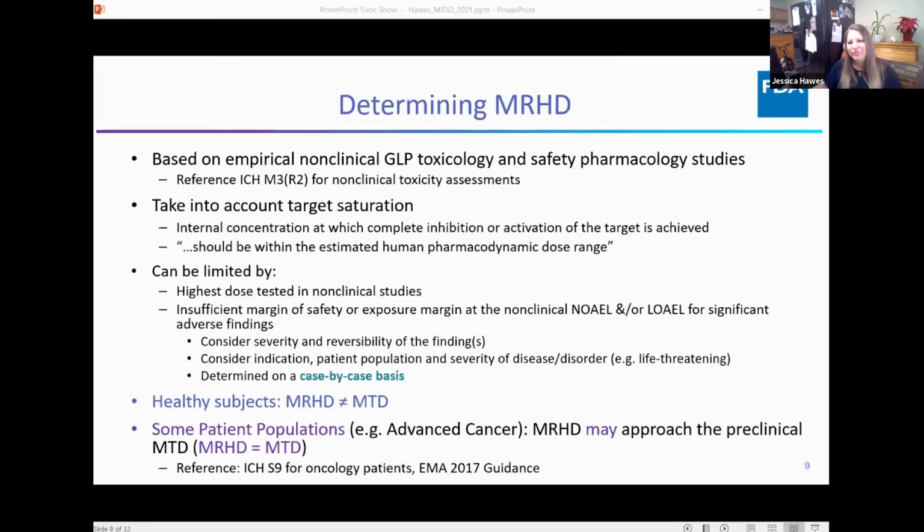Determination of the maximum recommended human dose, MRHD, for drug products is based on empirical GLP toxicology and safety pharmacology data as discussed in ICH M3R2 and is not based on PK modeling. It is appropriate to take into account target saturation of the drug target, where the MRHD should be within the estimated human pharmacodynamic dose range, in which MNS does play an important role, and should not include internal concentrations above which there would be an expectation for complete.